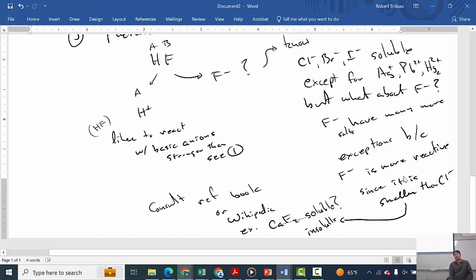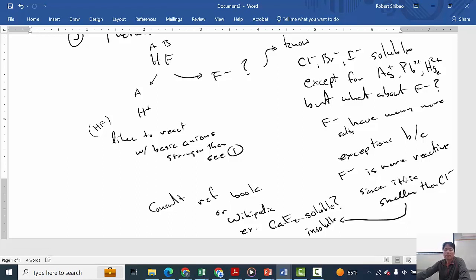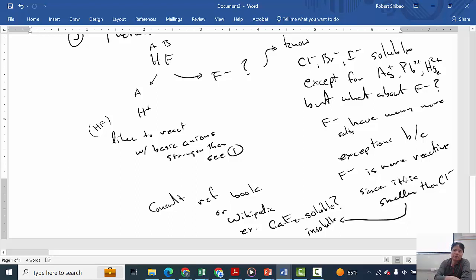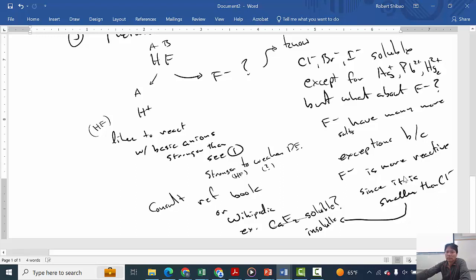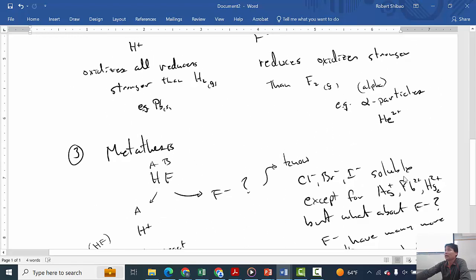And thus we can look for other things that fluoride will react with, like precipitate, or maybe form a gas, or go from stronger to weaker acid. You know, here, stronger to weaker. Stronger is HF. Weaker is. This would be the driving force. All right, any questions on this?